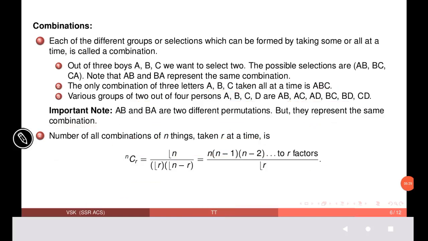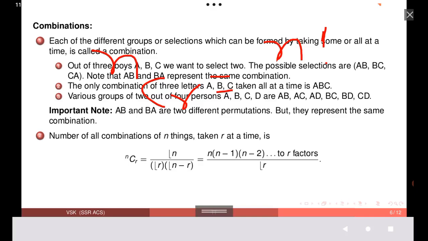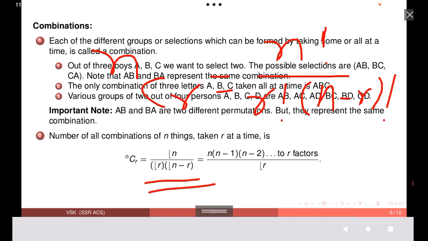Now what is the formula in this case? You can find it by using the formula nCr, which is given by factorial n divided by factorial r into factorial n minus r. So this will be the formula in this case. Okay, so this formula we are going to use when we find the combination.